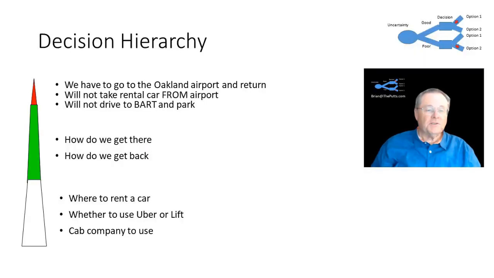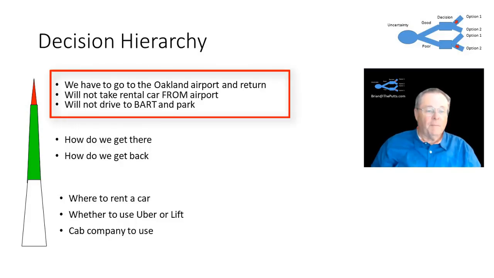So let's look at the decision hierarchy. This is one of your primary DA tools. The top group of comments are givens. It's given that we have to go to the Oakland airport and not San Jose or San Francisco, for example. And we have to get back from that airport as opposed to going out of Oakland and coming back into San Jose and then coming home.